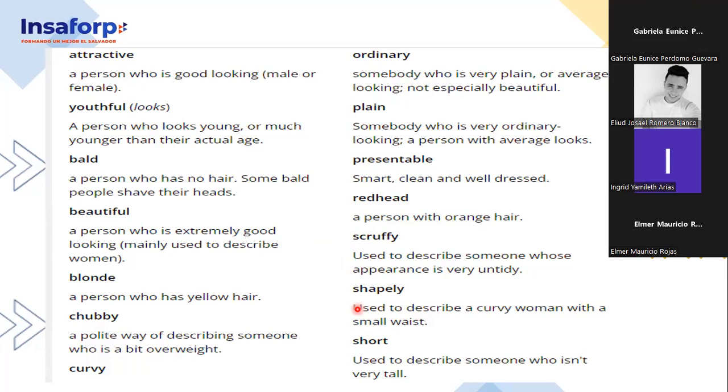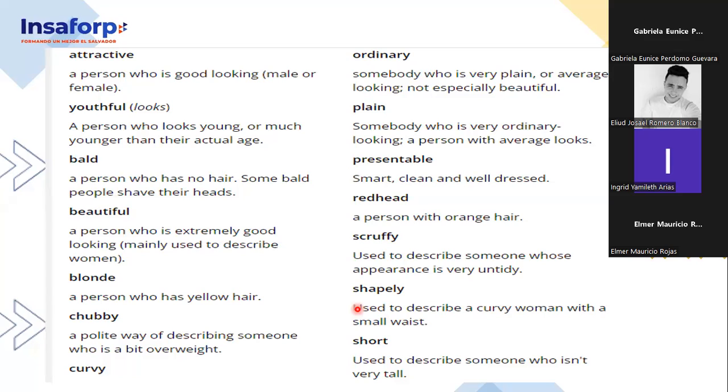Shapely. Used to describe a curvy woman with a small waist. Waist. Waist, thank you. So when we say shapely, we refer to a curvy woman. So the meaning of that is going to be something like proporcionado, a person who is well proportioned. Una persona proporcionada en nuestro español caliche sería como, I don't know how to say that. It's like proporcionada.